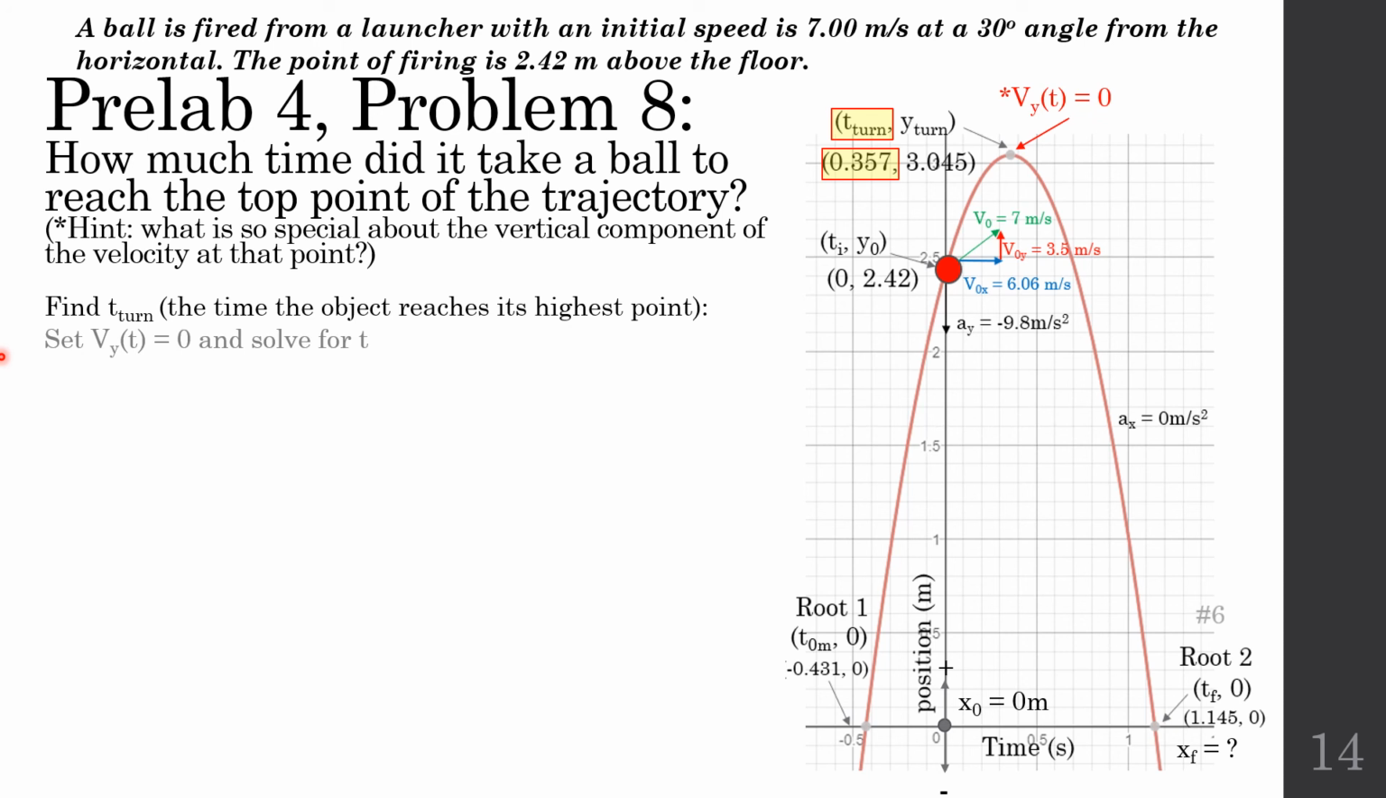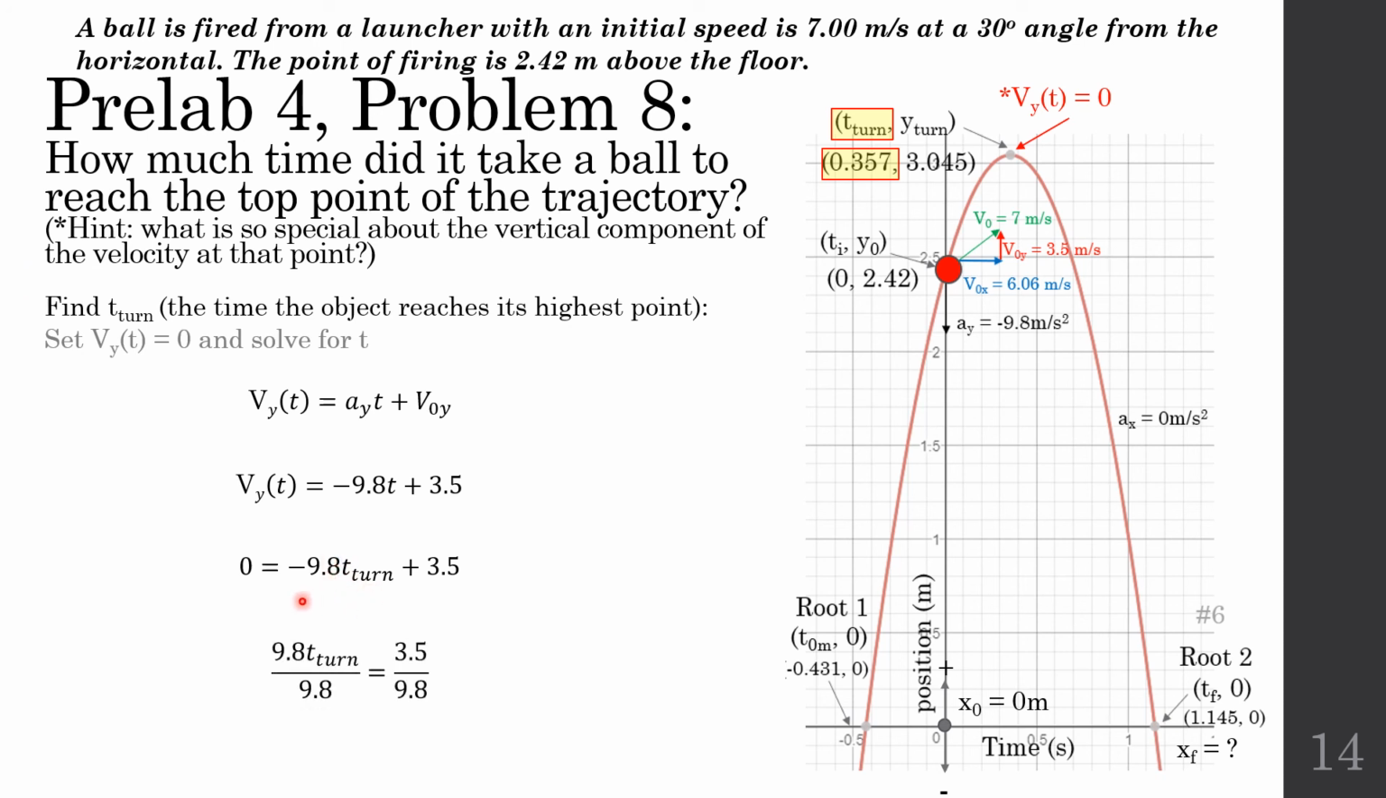Nothing's really changed in the drawing, so there's no sense dilly-dallying. Let's just get right to it. We're going to be setting the Vy of t equation equal to 0, and solving for t, as we have done many times before. So Vy of t is equal to ay times t plus Voy. When we plug in our values, that gives us negative 9.8t plus 3.5. We're going to set that equal to 0, as we mentioned up here.